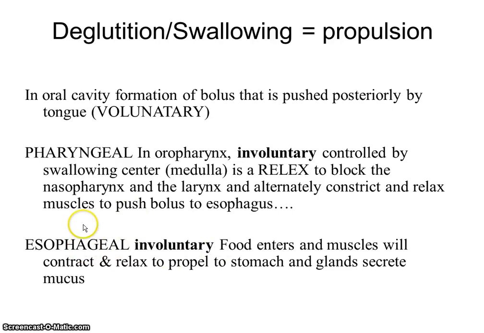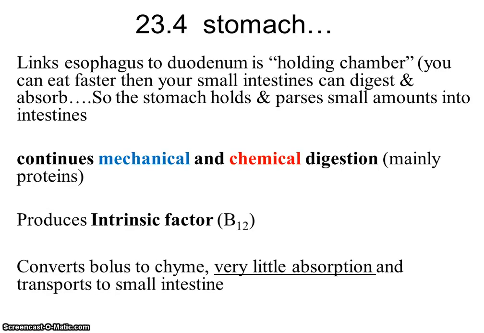The esophageal stage is also involuntary, and this is when food enters the esophagus and muscles again contract and relax to undergo peristalsis and propel it to the stomach. And also glands are secreting, which is, again, out of your control. So once we're in the stomach, this is basically, from the esophagus to the duodenum, a resting area or holding chamber.